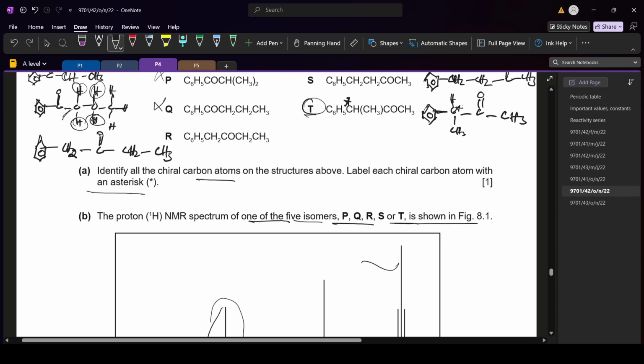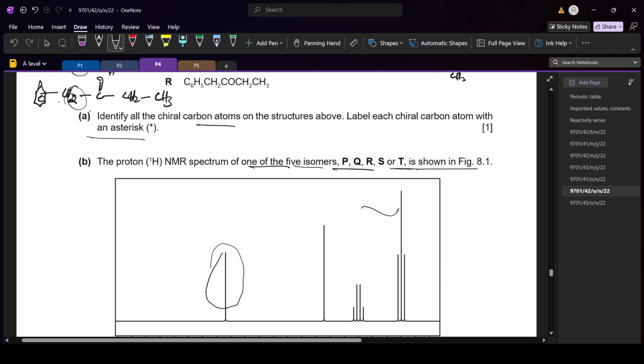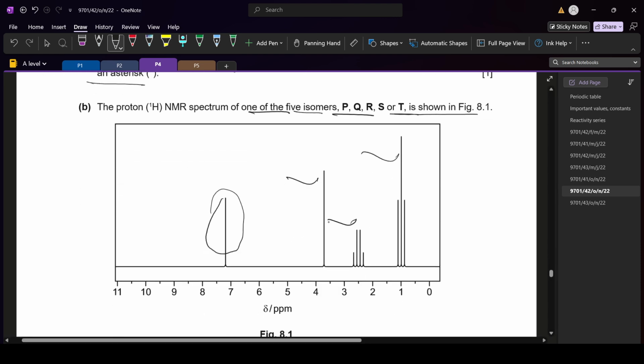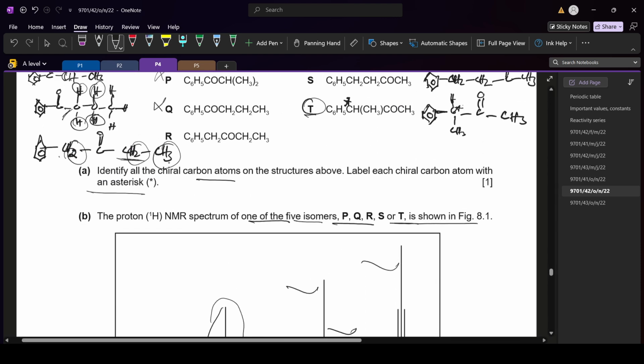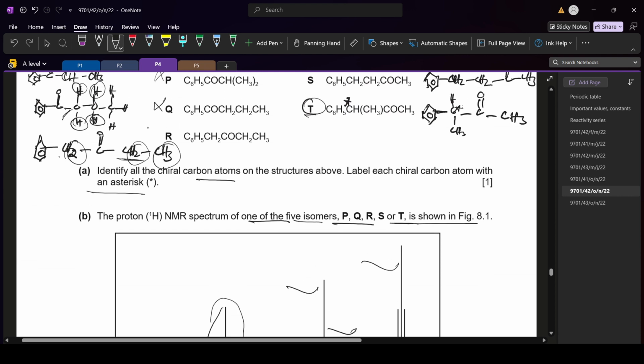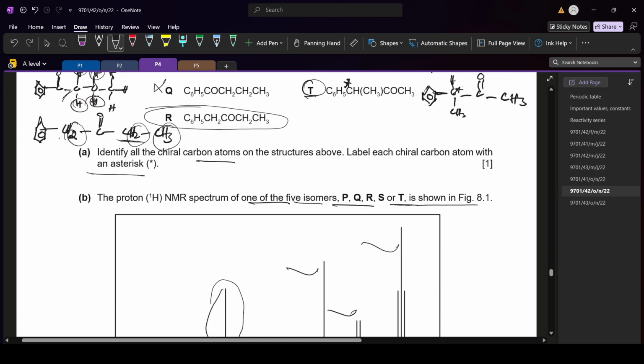Now R. You must have a singlet due to these hydrogens, because there is no hydrogen on the adjacent carbon. Then due to these hydrogens, you must have a quartet, and due to these hydrogens, you must have a triplet. So all three peaks are in this compound, so it must be the NMR spectrum of R. Let's draw the structure of R.